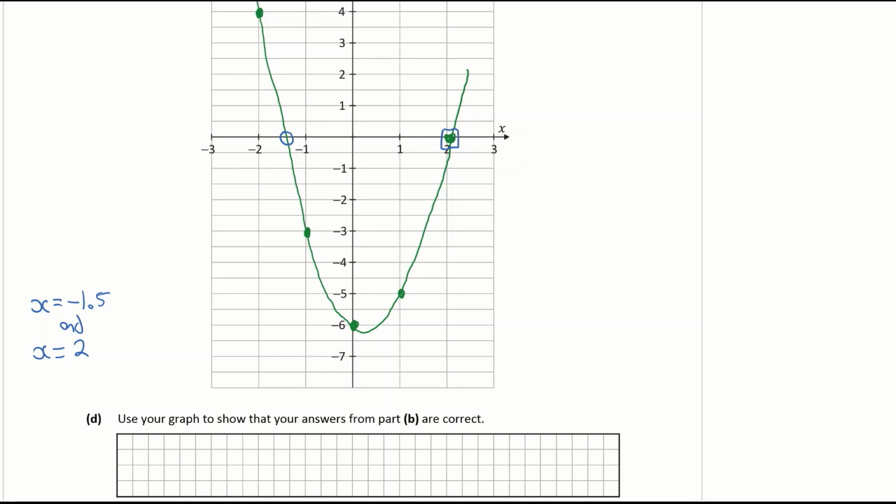So my points are where they intersect the x-axis. And I have them marked on my diagram as well, on my sketch. And I'll just write in where x is equal to minus 1.5 and x is equal to positive 2.